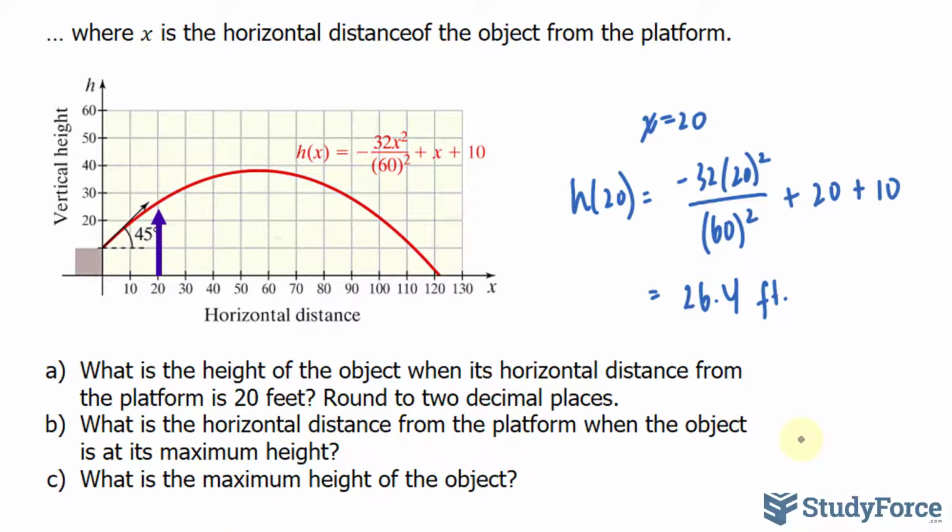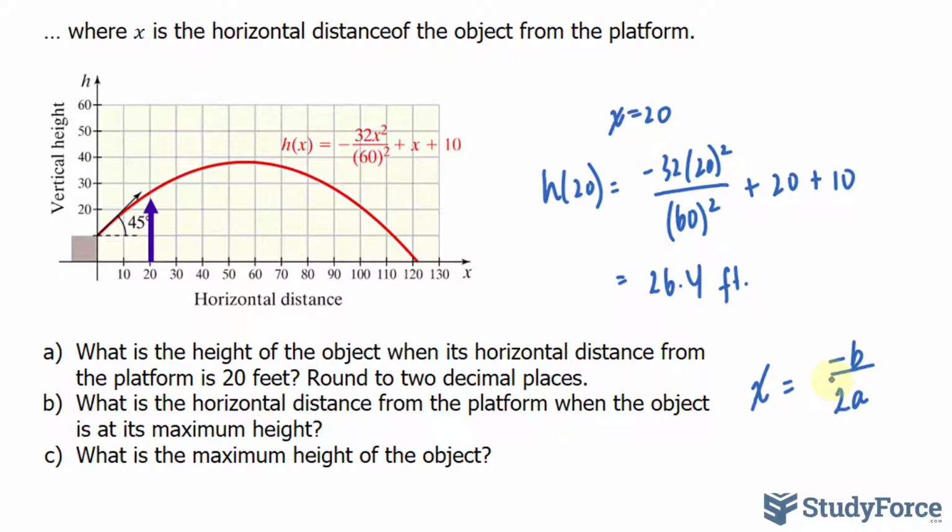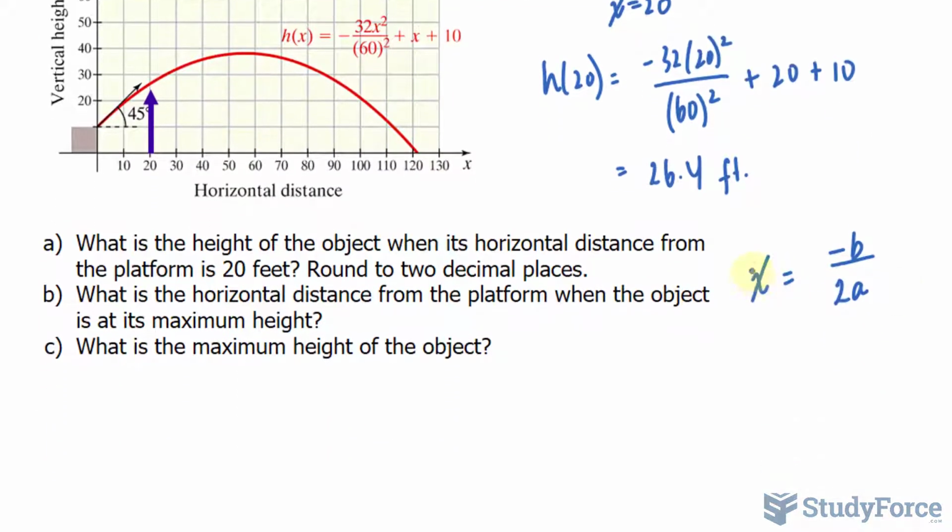There is a formula that works with quadratics, and it looks like this. X is equal to negative b over 2a. Now let me explain this before we continue. This x will give us the x-coordinate of the vertex. And for this question, the vertex is at its maximum. That's the turning point of the parabola.